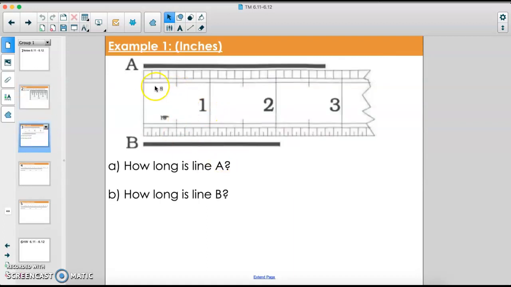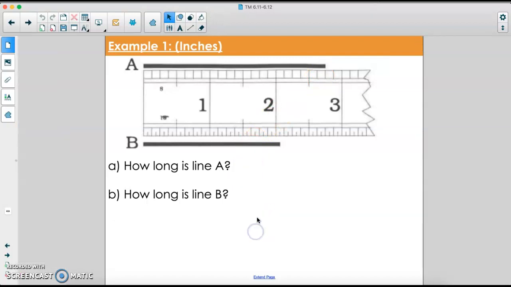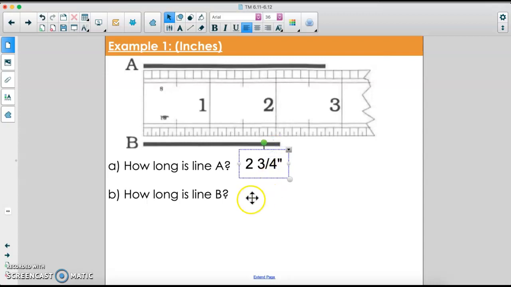All right, first example, when we're talking about inches, these are most often broken into eighths or even 16ths. On the top here, they're broken into eighths. So for A, it's going to be 2 and however many eighths we have. Well, in this case, we have 4 plus 2, so that's 2 6/8, which is the same thing as 2 3/4. And of course, because we are mathematically accurate, we are also going to add inches at the end of that one. All right, how long is line B?